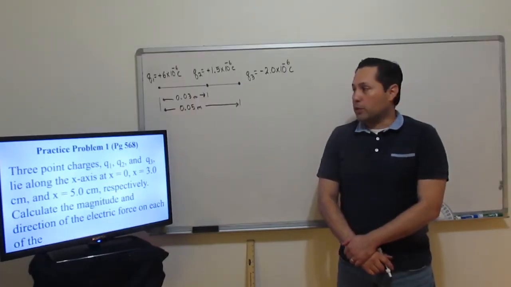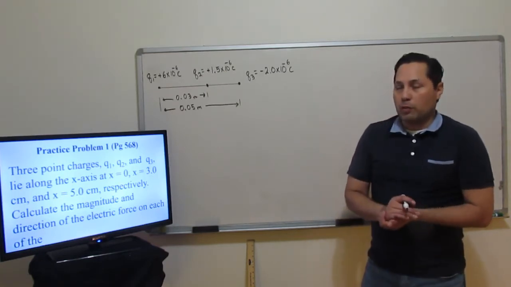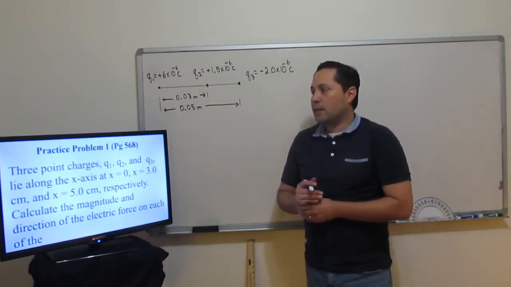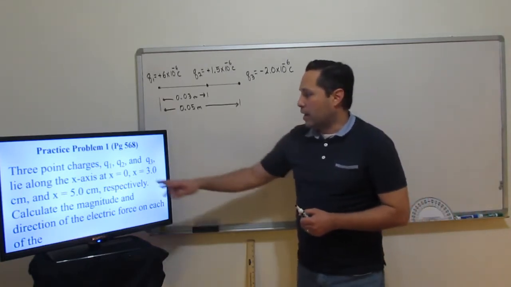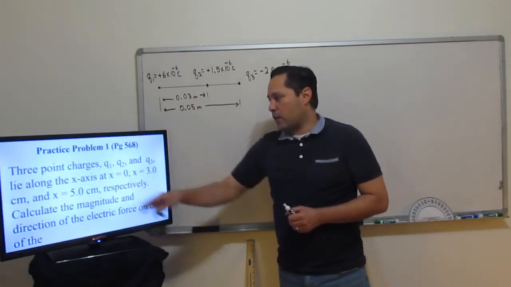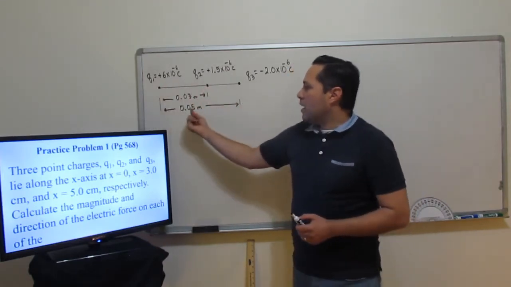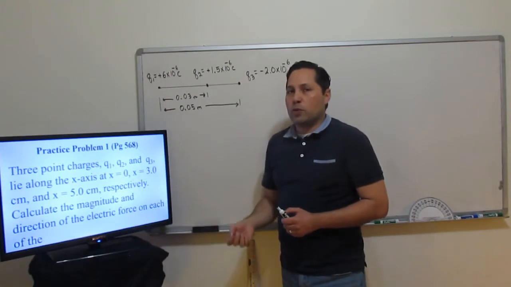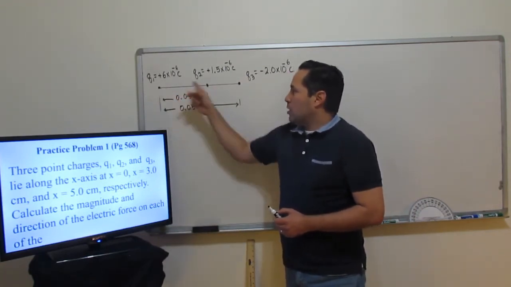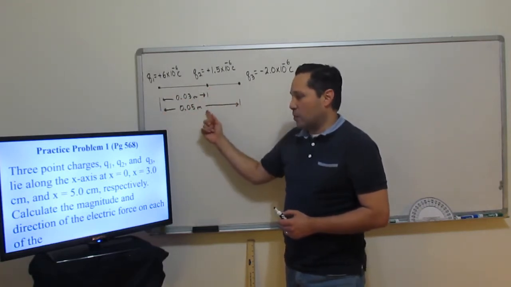Alright, our next problem is going to be practice problem number 1 on page 568. In this problem, they tell you you have 3 point charges, Q1, Q2, and Q3. They lie along the x-axis. X is 0, X is 3, and X is 5 centimeters respectively. So that's 1, 2, and 3. And I already changed this. Values were in centimeters, I changed them to meters. So from the origin, Q2 is at 0.03 meters and Q3 is at 0.05 meters.